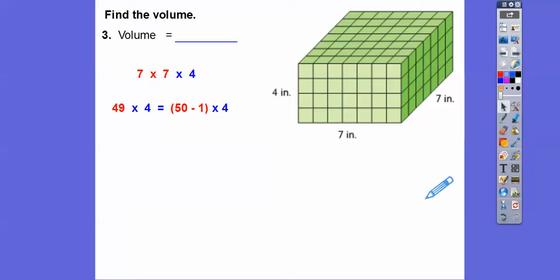And then what I'm going to do is distribute this 4 through. 4 times 5 is 20, so 4 times 50 is 200. And then minus, 4 times 1 is 4, so we get 200 minus 4 is 196, so the volume is 196 cubic units.